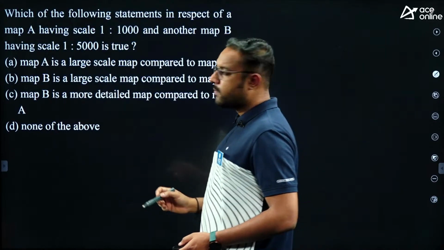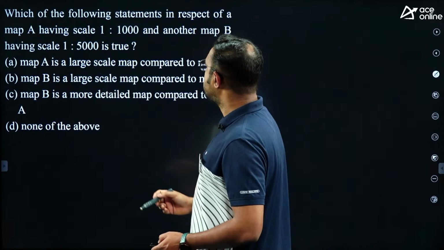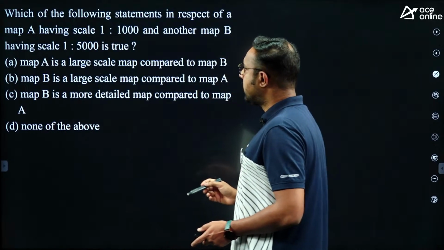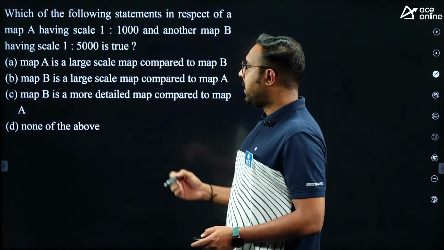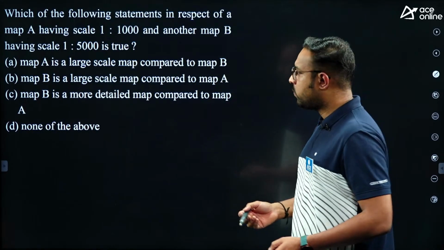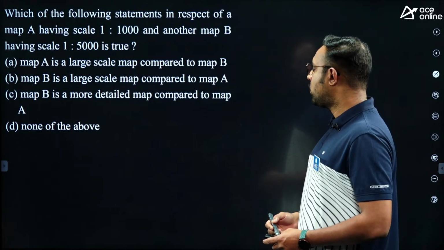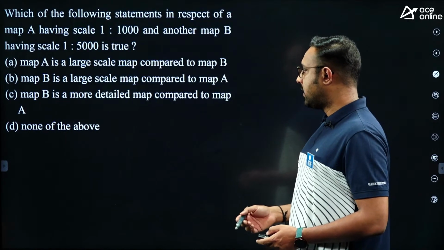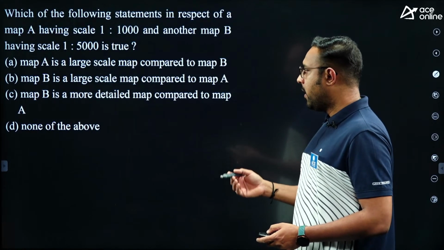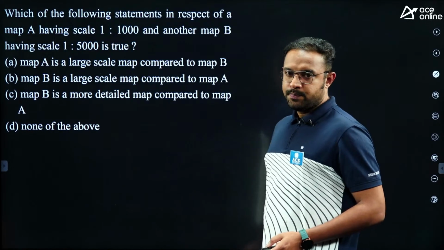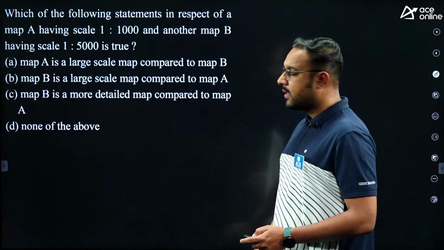This is a question on scale. Which of the following statements in respect of map A having a scale of 1 in 1000 and another map B having a scale of 1 in 5000 is true? Map A is a largest scale map compared to map B. Map B is a large scale map compared to map A. Map B is a more detailed map compared to map A. None of the above. So here they are asking a question regarding the scale.